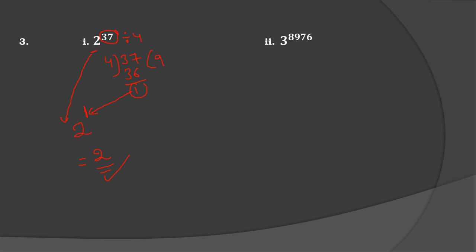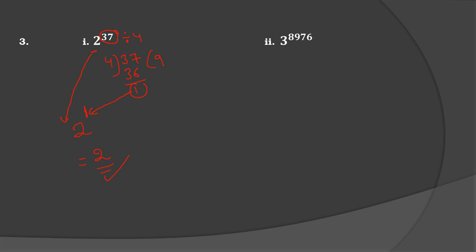3 power 8976. What is the power cycle of 3? It is again repeated for every 4 power values, right? 3 power 1 is 3, 3 square is 9, 3 cube is 27, 7 is the unit digit, 3 power 4 is 81, 1 is the unit digit. Then 3 power 5 is 243, again unit digit equals 3. So the power cycle is repeated for every 4 power values.